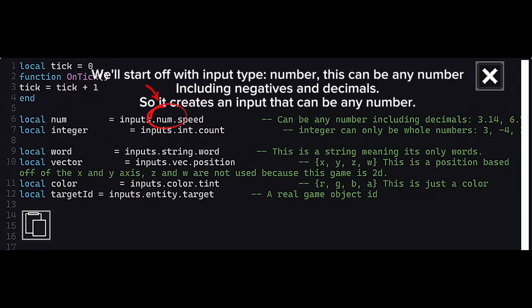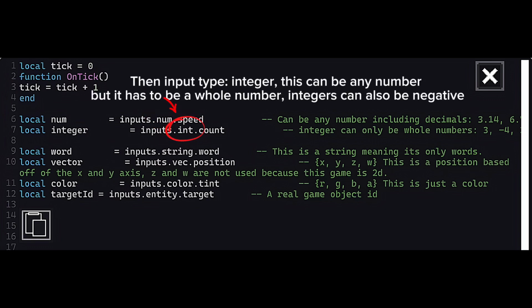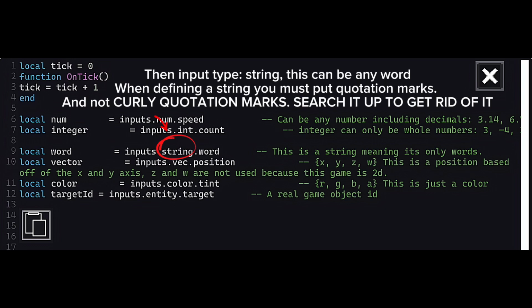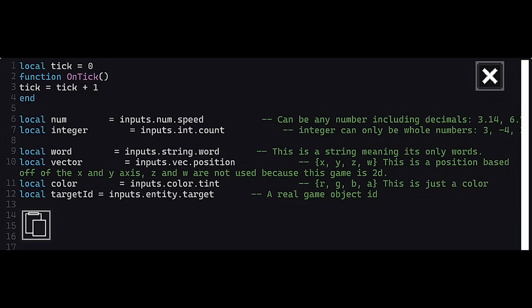This can be any number, including negatives and decimals, so it creates an input that can be any number. Then input type integer. This can be any number, but it has to be a whole number. Integers can also be negative. Then input type string. This can be any word. When defining a string you must put quotation marks, and not curly quotation marks. Search it up to get rid of it.